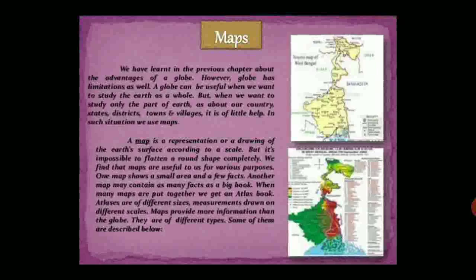We find that maps are useful to us for various purposes. One map shows a small area and a few facts. Another map may contain as many facts as a big book. When many maps are put together, we get an atlas book. Atlases are of different sizes, with measurements drawn on different scales. Maps provide more information than the globe. They are of different types, some of them are described below.